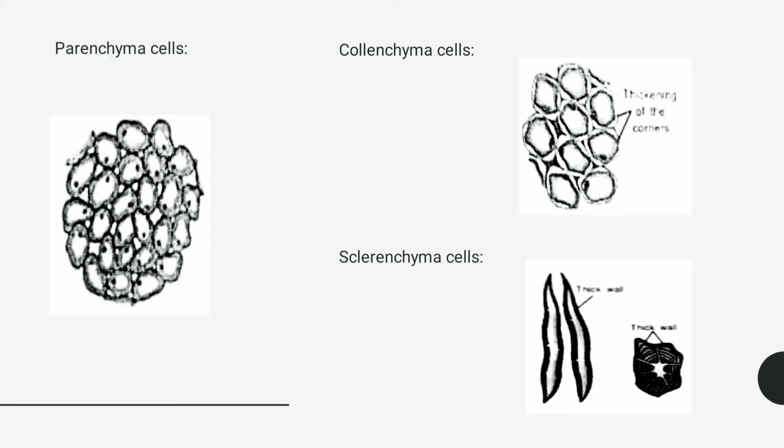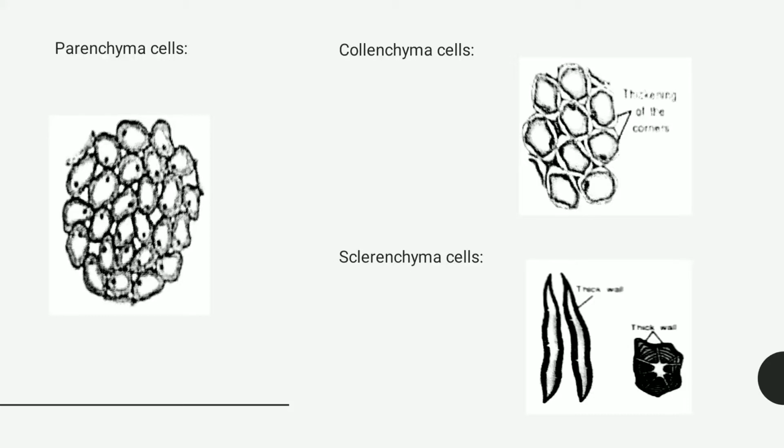Like parenchyma cells, these chlorenchyma cells are also living cells. These are mostly present below the epidermis. So we can say they act as a supporting system in the plants, and they have flexibility, which plays an important role along with the xylem and the phloem in plants.